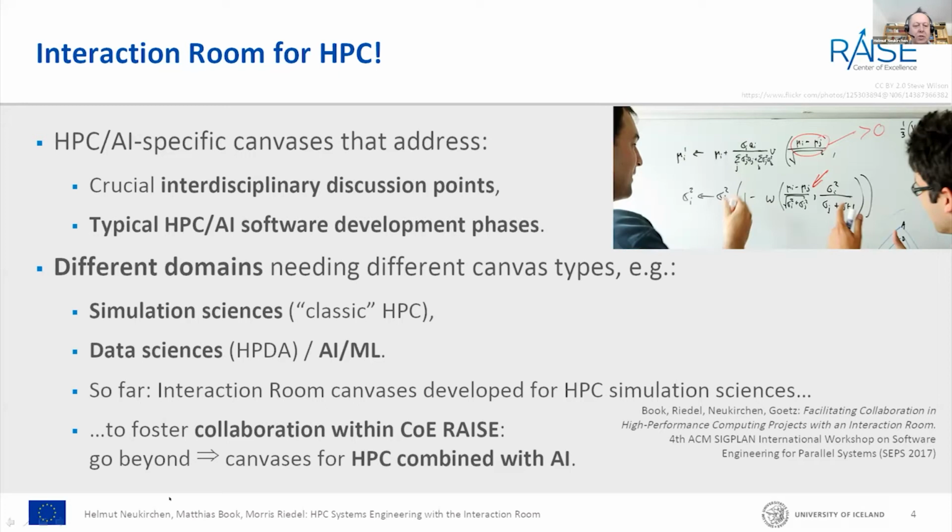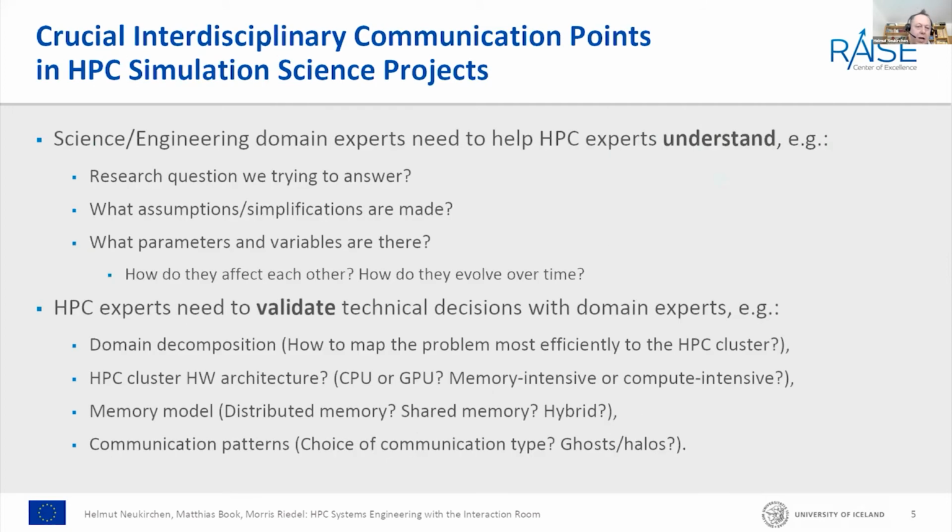But as said, the idea is to use this interaction room approach to foster collaboration here within the Center of Excellence. And there we need to go beyond what we have published so far. So we do not only need these canvases for HPC, but also for AI, and very likely, in fact, that is the core of this project, for the combination of HPC with AI, or classical simulation sciences with AI combined. And like I mentioned already, what are crucial points where the different disciplines come together in such projects?